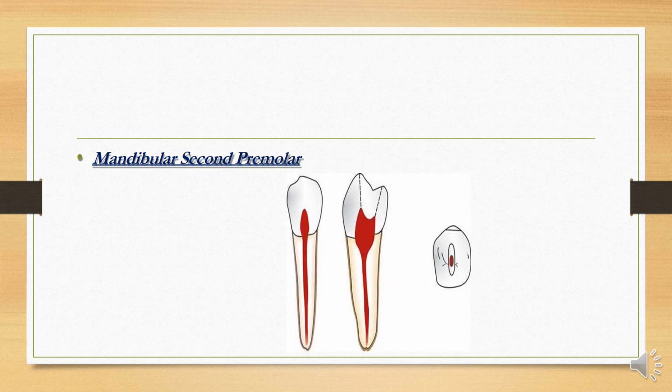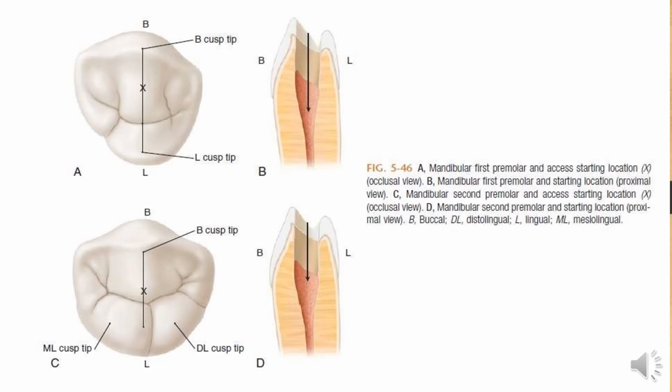Coming to the mandibular second premolar, it has a single root with a single root canal. So, for both the first premolar and the second premolar, the access cavity will be in a buccolingual direction. The canals will be present in the center of the tooth. Only what we have to take into consideration is the lingual inclination of the tooth, and we have to check for the long axis of the tooth when we prepare the access cavity. This is the access cavity preparation for the mandibular premolars in the buccolingual direction.